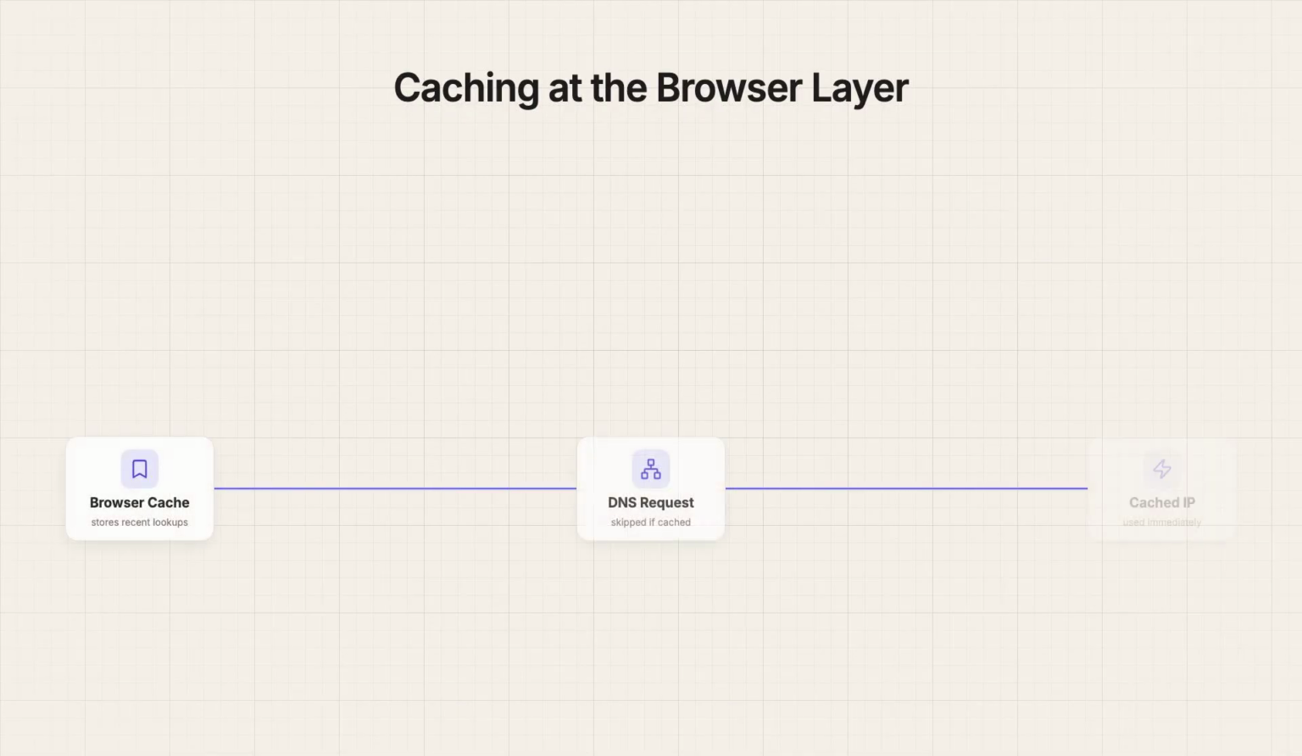Modern browsers keep their own small DNS cache. When you visit a site, the browser stores the returned IP alongside the record's TTL. On your next visit, within that TTL window, the browser skips the entire lookup and uses the cached address directly. This makes repeat navigation nearly instant. You can usually inspect and flush this cache from the browser's internal diagnostic pages.